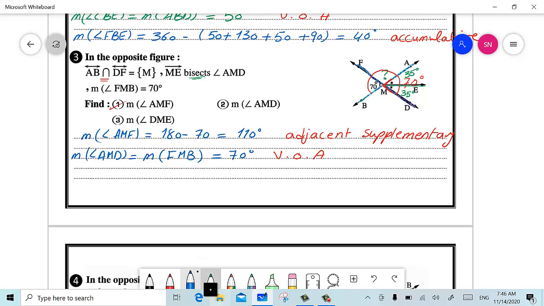And let's go now and see the third requirement. He wants me to find the measure of angle DME. Here is DME, this angle. I know that ME bisects the angle AMD into two equal parts. So if I know that angle AMD is equal to 70 degrees, is it easy to find half of the 70 degrees? Yes. Angle DME is equal to 70 divided by 2. So this angle is going to be equal to 35 degrees. And why? Because I have here an angle bisector.